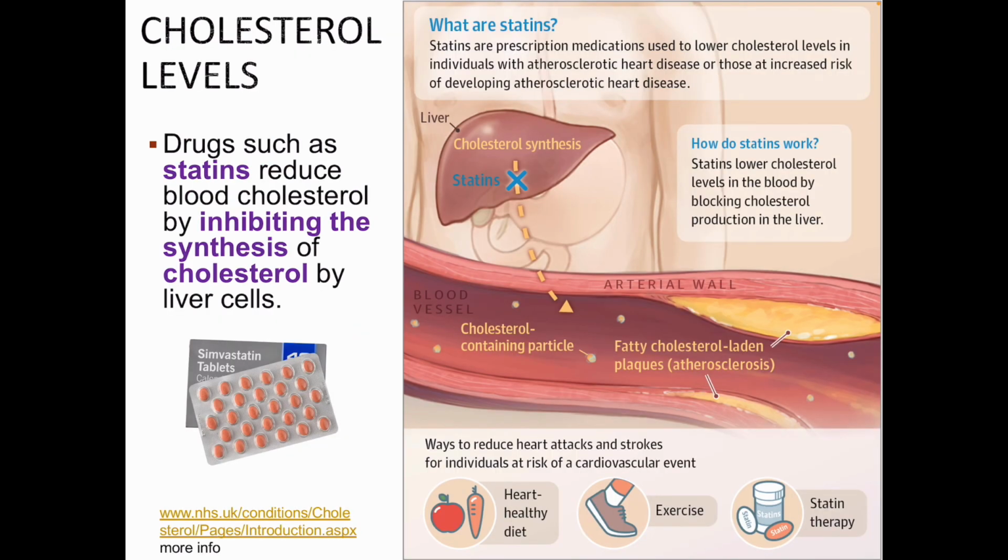If dietary changes don't work, then GPs may recommend medication. Drugs such as statins reduce cholesterol levels by inhibiting the synthesis of cholesterol by the liver cells.